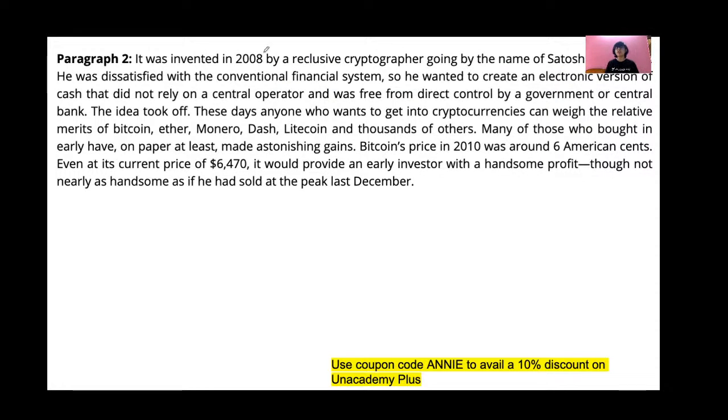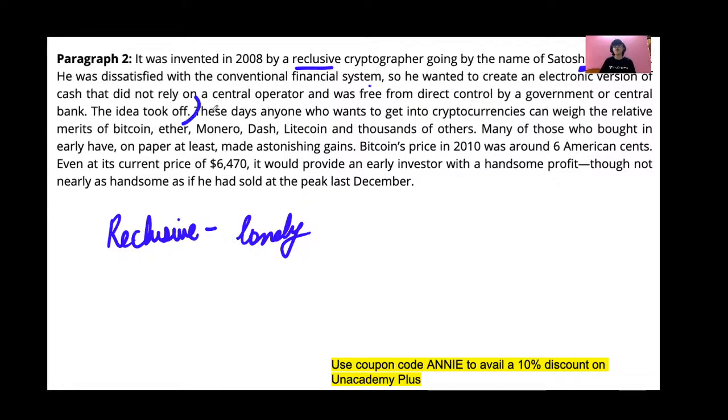So let's see. It was invented in 2008 by a reclusive cryptographer. Reclusive means lonely. Someone who is lonely, who does not have anyone. So Bitcoin was invented in 2008 by a reclusive cryptographer going by the name of Satoshi Nakamoto. So this is the person who had invented Bitcoin. He was dissatisfied with the conventional financial system, so he wanted to create an electronic version of cash that did not rely on a central operator and was free from direct control by a government or central bank.